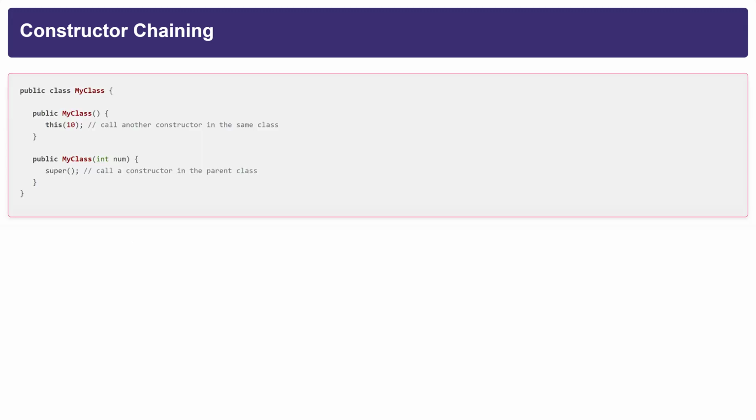In the above code snippet, we have a class called myClass. The class has two constructors. The first constructor doesn't take any parameters and calls another constructor in the same class using the this keyword. The second constructor takes an integer parameter and calls a constructor in the parent class using the super keyword.